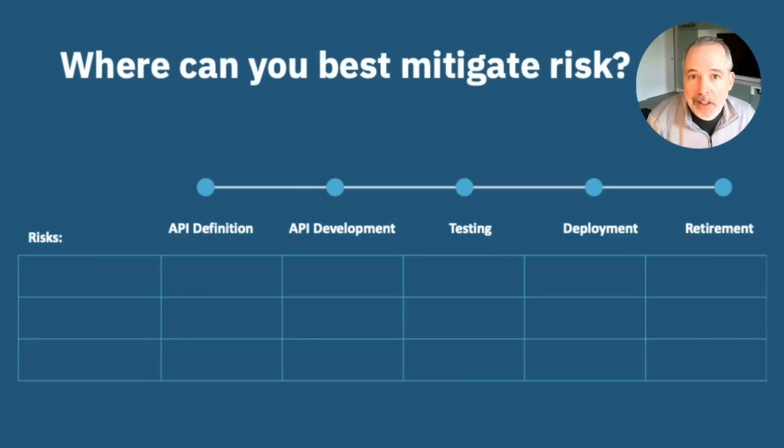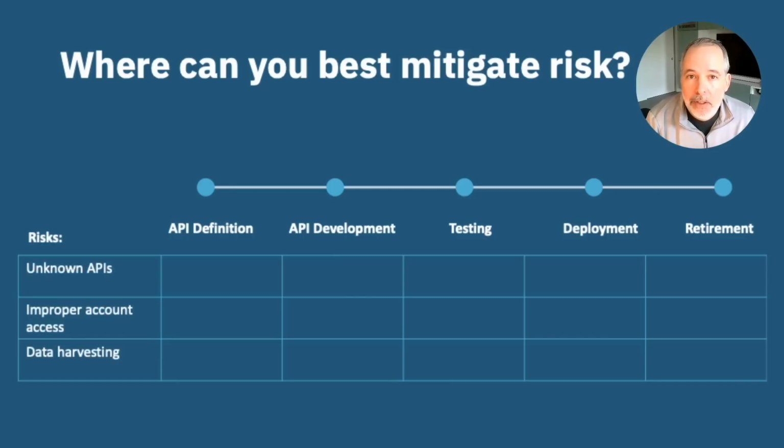So let's bring this all together and help us map out a game plan for remediating our highest API risks. Earlier, we reviewed how and why to perform threat modeling around your APIs. So let's overlay that with the application lifecycle to figure out where we can address those risks. And here are a few examples for illustration, right? Things like unknown APIs, unauthorized account access, data harvesting. So you want to look at all of these risks and how you're going to mitigate them and where.